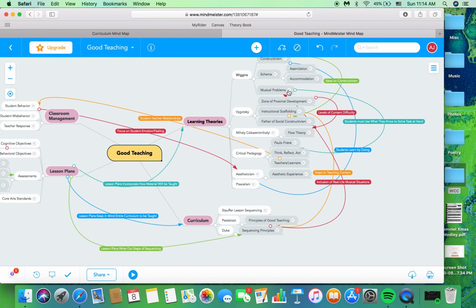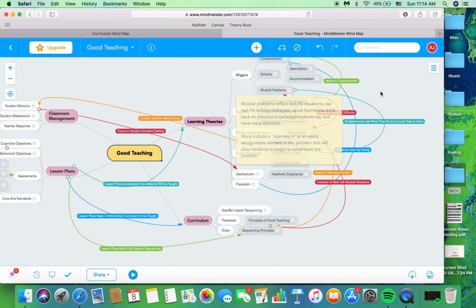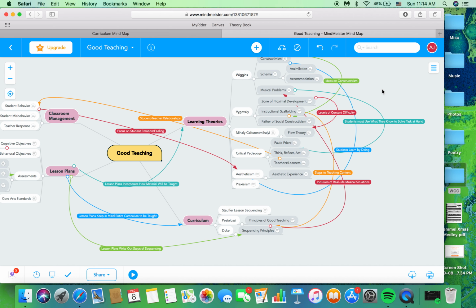So musical problems work kind of the same way. They are a reflection of real life situations that students might encounter in a musical setting. And then they use what they know to try to come up with an answer the best they can. And then they think about if their answer actually worked or not, or if it actually applied or not. So I think those two relate really well.